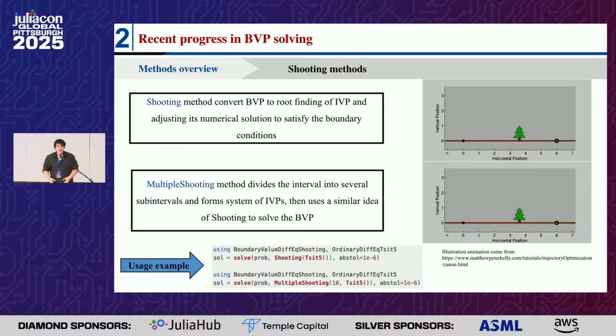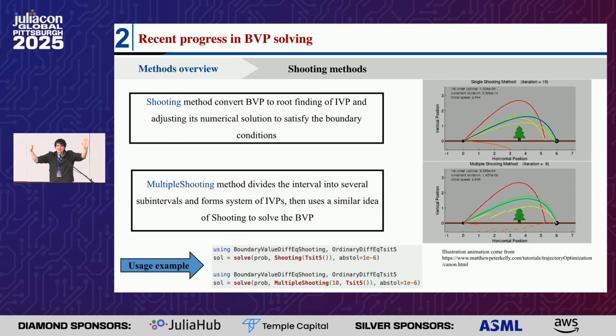So what's a shooting technique? Let's say you have a two-point boundary value problem. You're given an ODE, and you're given the value of the solution at the end. You don't know what the beginning is. Well, maybe I should switch this for the audience that expects things to go from left to right. Here is the beginning, here is the end.